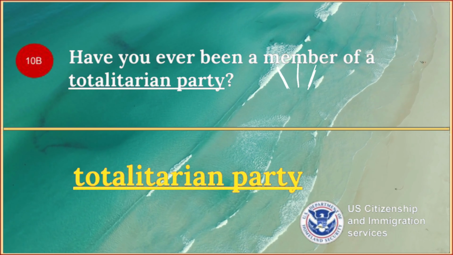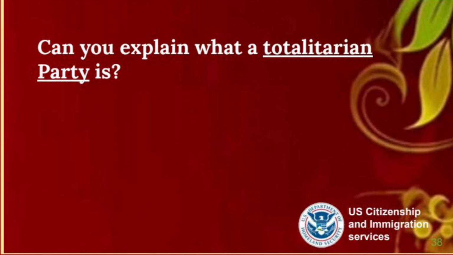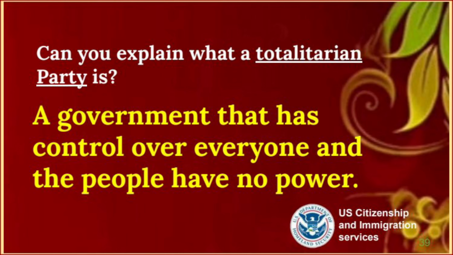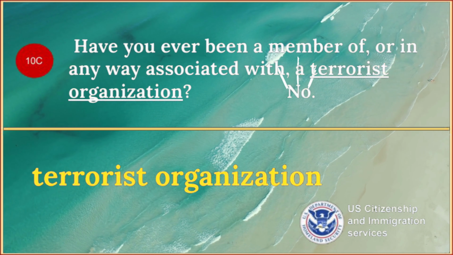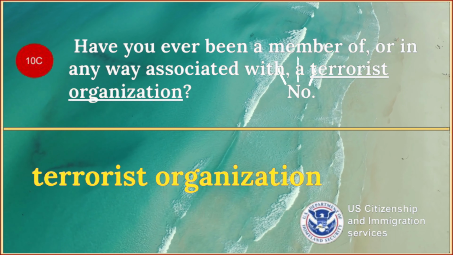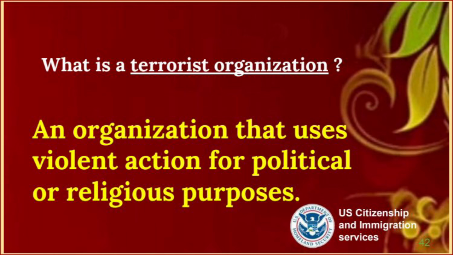Totalitarian Party. Can you explain what a totalitarian party is? A government that has control over everyone, and the people have no power. Terrorist organization. What is a terrorist organization? An organization that uses violent action for political or religious purposes.